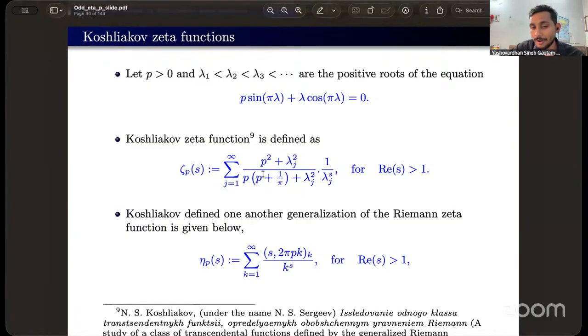He also gave a non-Dirichlet series, which he defined as eta p of s. It is defined as an infinite sum of this bracket function upon k to the power s. Now, these two functions, zeta p of s and eta p of s, are defined for real part of s greater than 1, and they are also analytic in the same region.